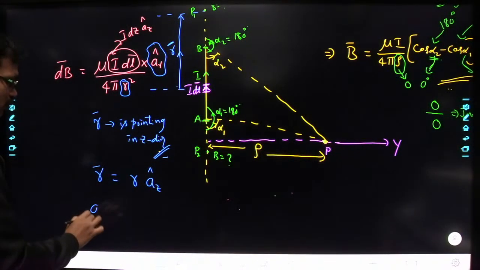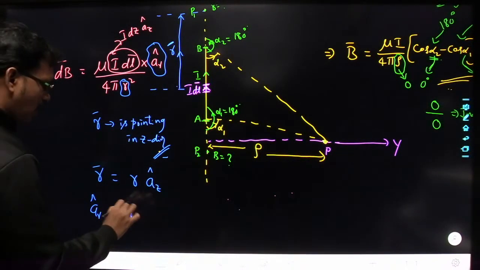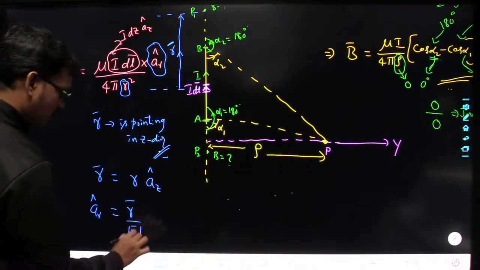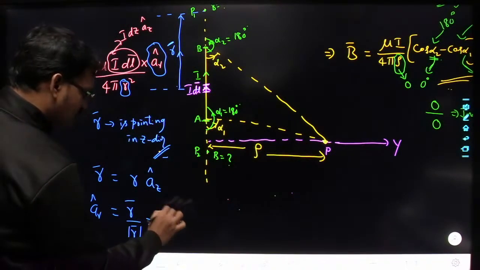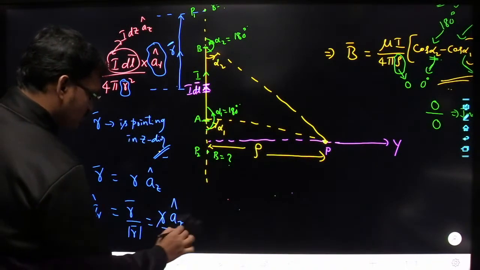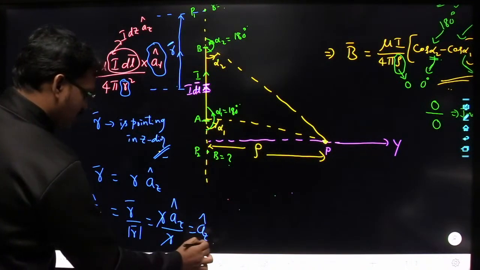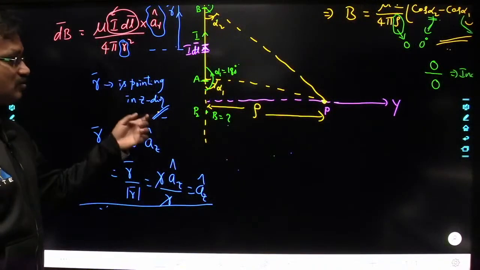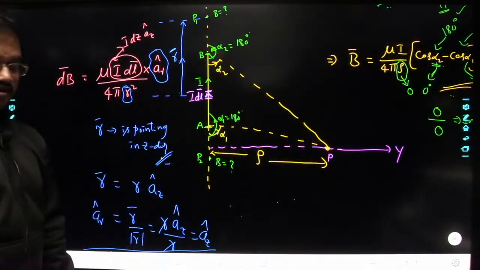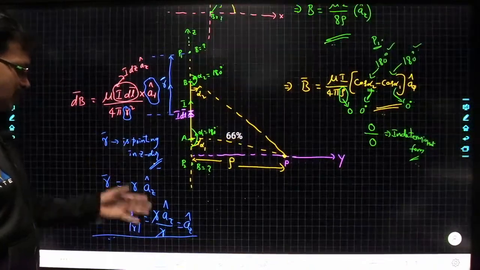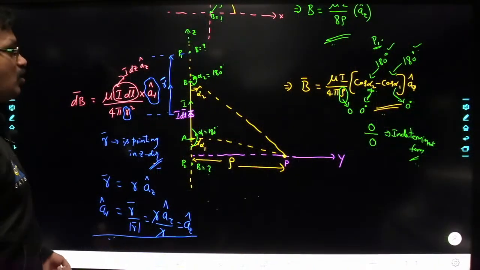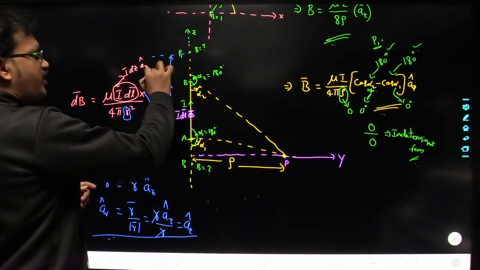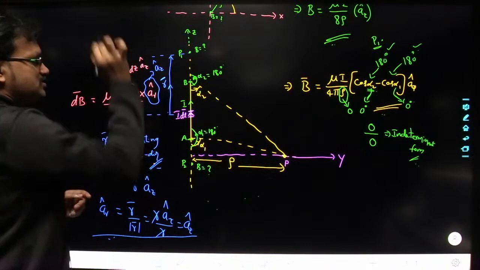Now the unit vector a_r cap is equal to r bar divided by the magnitude of r bar, that is r a_z cap divided by r, so you are getting the a_z cap direction. I think this much detail is not necessary, you can easily understand from here itself, but I wrote all of this to show you each and everything. So r bar is pointing in the z direction, which means a_r cap is along the a_z cap direction.